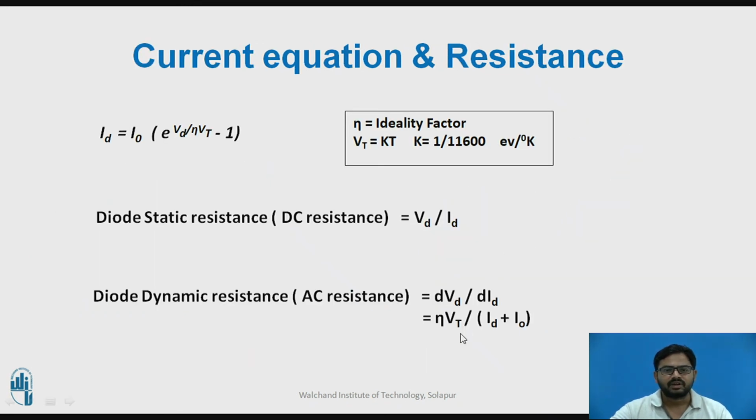And the diode dynamic resistance, or AC resistance, is the rate of change of the voltage with respect to the current in the diode. What happens when you apply AC to the diode? It presents the AC resistance, which is also called the dynamic resistance. When you differentiate this equation of VD with respect to ID, you will get an equation like eta VT divided by ID plus I0. So this is the diode resistance.